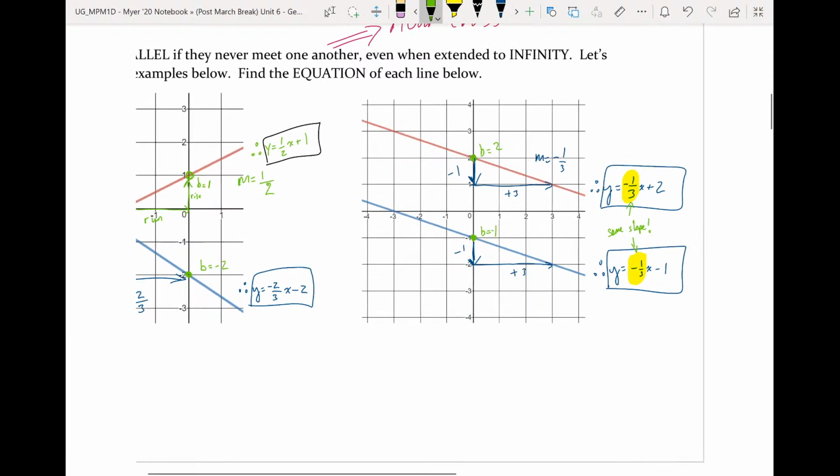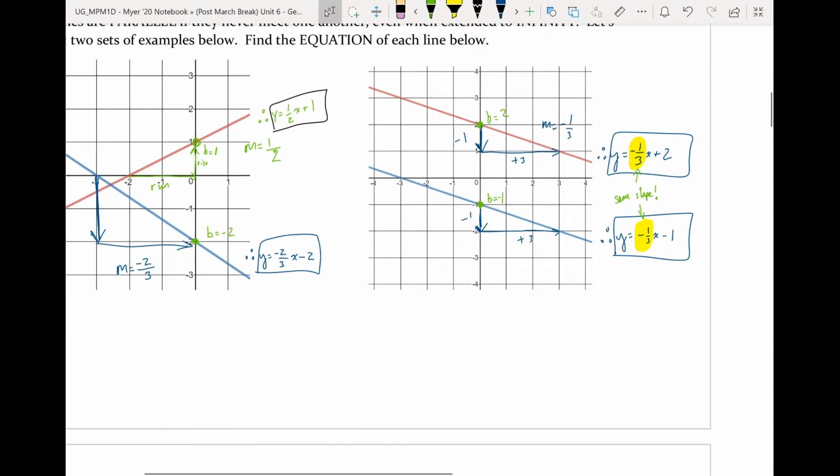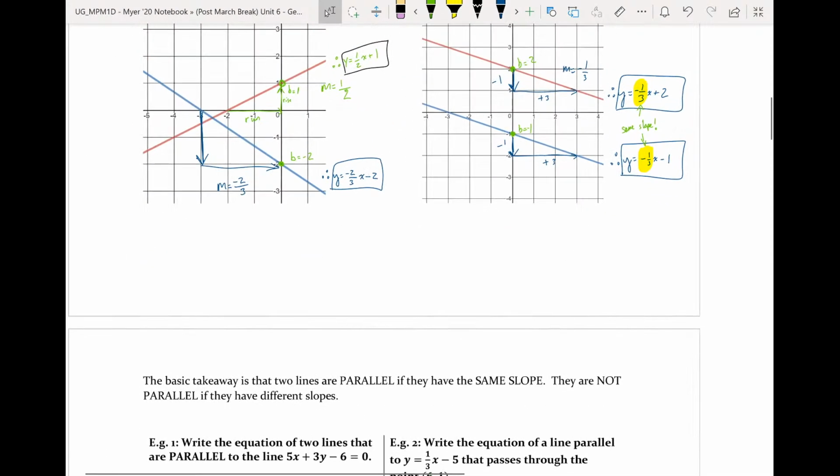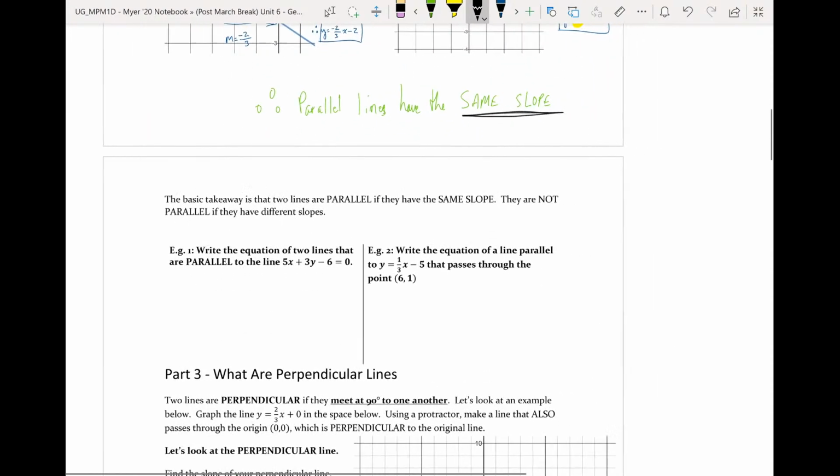So parallel lines have the exact same slope. The y-intercepts are different, but the slopes are the same. All right? All right, so they have the same slope.